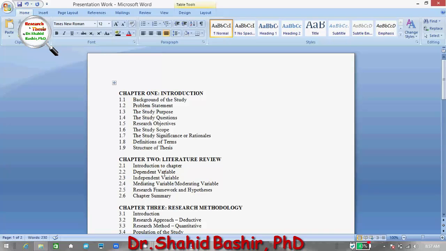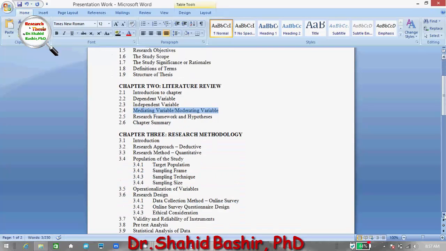and under the literature review, we usually discuss the dependent variables, independent variables, or if we have some mediating or moderating variables, and then the research framework and hypothesis, and concluding with a chapter summary. Here I want to discuss that different people have different needs of research, so anything can be added. So to make it simple, I am discussing some of the important aspects of the literature review.